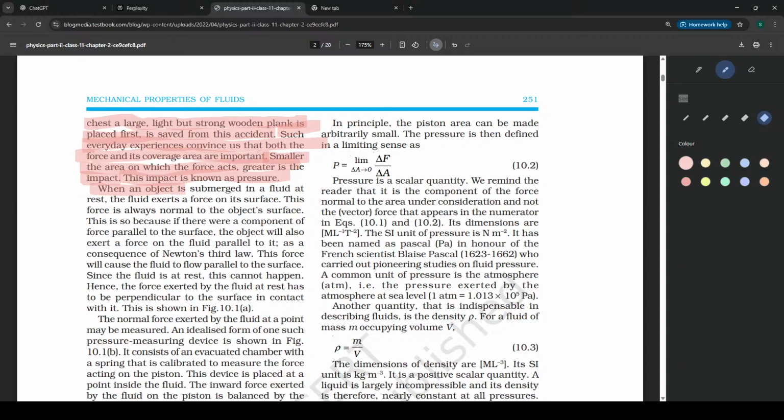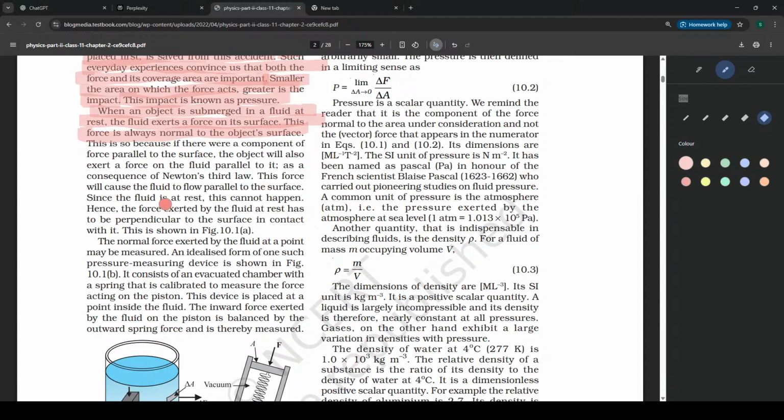When an object is submerged in a fluid at rest, the fluid exerts a force on its surface. This force is always normal to the object surface. Let's see that again. When an object is submerged in a fluid at rest, the fluid exerts a force on its surface, that is the object surface. This force is always normal to the object surface. Basically it means it's always perpendicular to the object surface in case of a fluid.